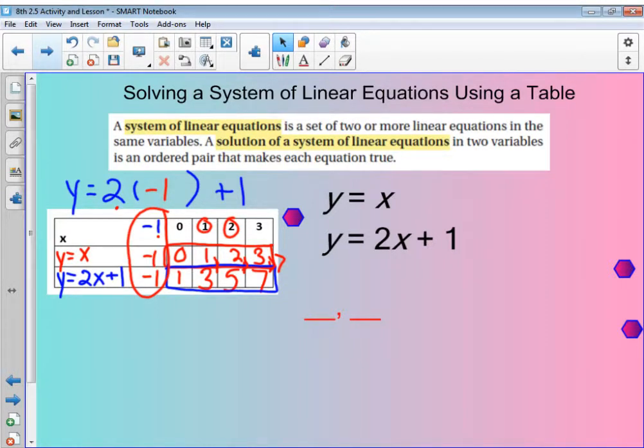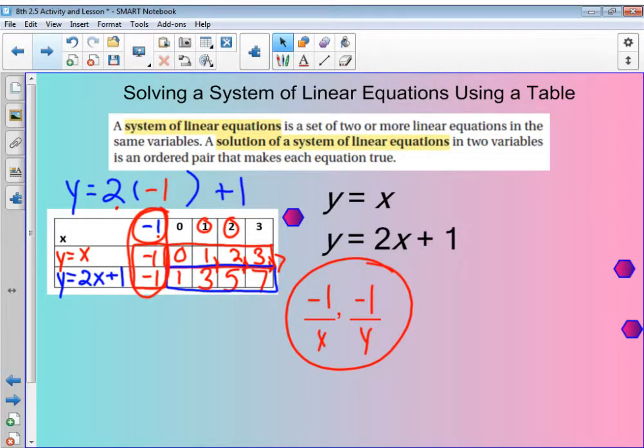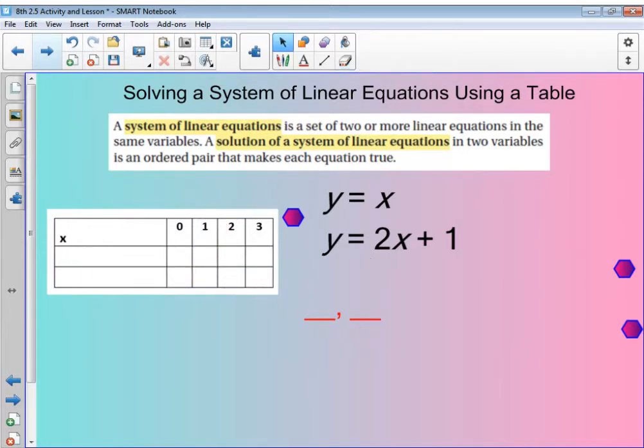So as we look at this table, we see here's where our y's are the same. So our y was -1. Our x, on the other hand, was also -1. Okay, so this would be our solution to our system of equations, -1, -1. So on a graph, that's where our 2 lines would intersect. Okay, so I'm going to have you guys try one on your own.